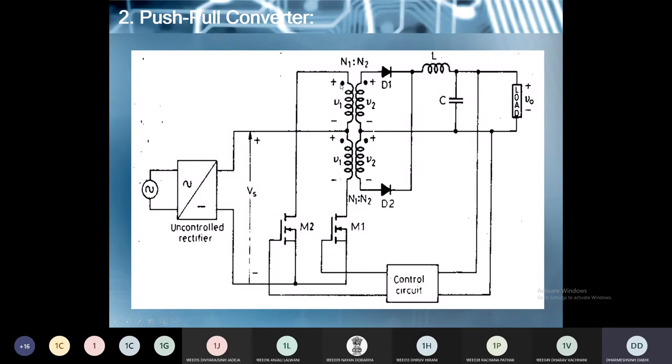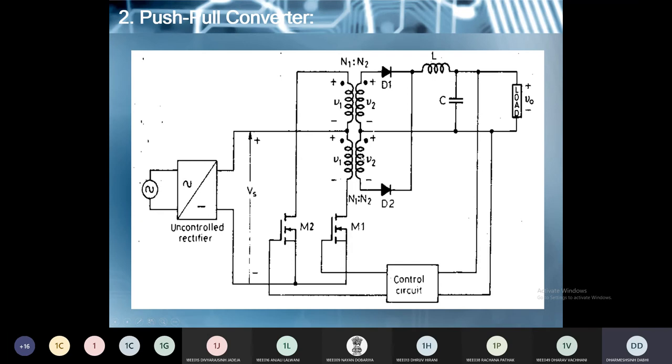The primary side polarity is changed: minus plus, minus plus. Again the polarity changes in the secondary side: minus plus, minus plus. In this case D1 is reverse biased and D2 is forward biased. So from this positive terminal, current is flowing through D2, the LC filter filters out the harmonics, then the load, and then negative. Clear? So this is the way your push-pull converter is operated.